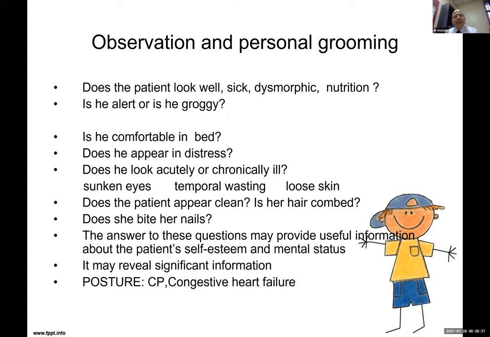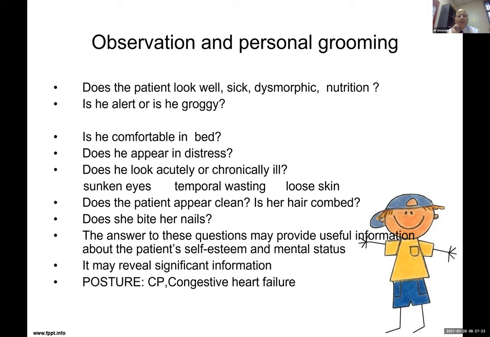Is he alert, okay? Very important, because if the patient has a bad sensorium, he may be in coma, so don't miss it. Don't assume he is sleeping. You must take care about that, okay? And ask yourself whether he is comfortable or not. He may have pain. Is he distressed or not? Does he look like an acute or chronic illness? Maybe the patient came with cerebral palsy in a wheelchair, and you can find he is a chronic patient but came with another problem like gastroenteritis, pneumonia, whatever, okay?